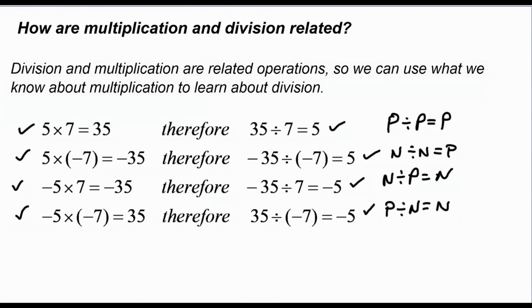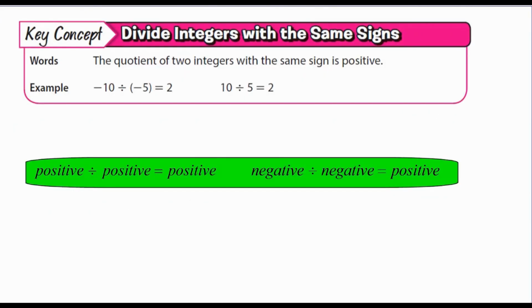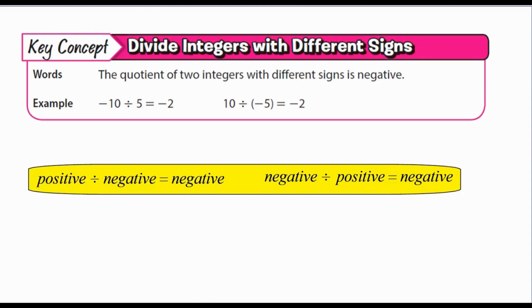Now you'll notice they look very similar to our rules for multiplication. If we divide integers with the same sign, you're going to get a positive, just like you do with multiplication. So a positive divided by a positive is going to be positive, and a negative divided by a negative is also going to be positive. So it's the same rules as for multiplication. There's nothing really new here when it comes to division, so it's pretty easy to remember if you already know the rules for multiplication. Likewise, when dividing integers with different signs, a positive divided by a negative is going to be negative, and a negative divided by a positive is going to be negative as well.